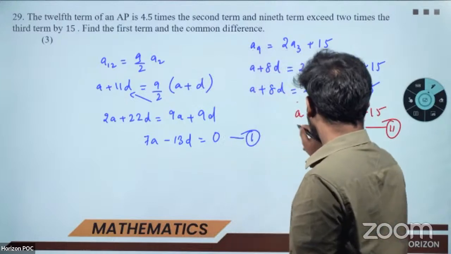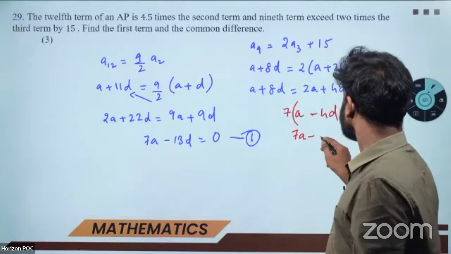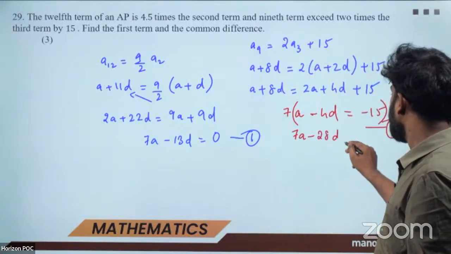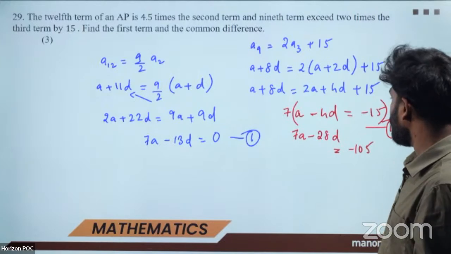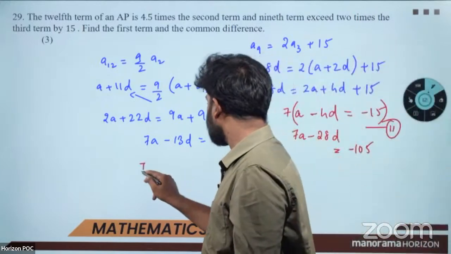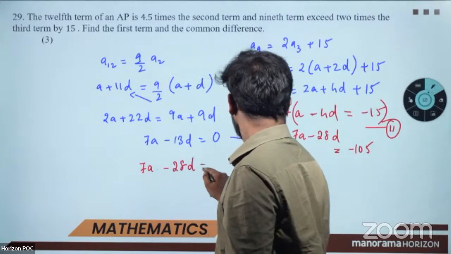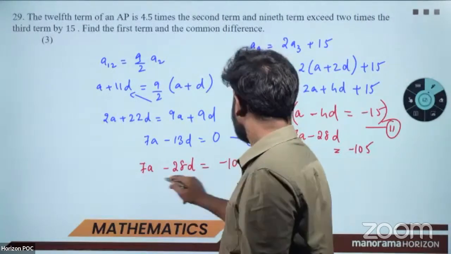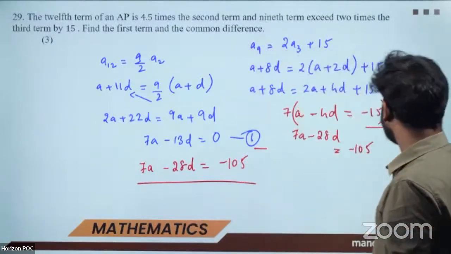So when you equate, I'm just multiplying this by 7. So when I multiply, I get 7A minus 28D is equal to minus 105. Right? Yeah, that is minus 105. So I write the two equations as 7A minus 13D equals 0 and 7A minus 28D is equal to minus 105. What I'm going to do here is subtract these two. So when I subtract these two, what happens?